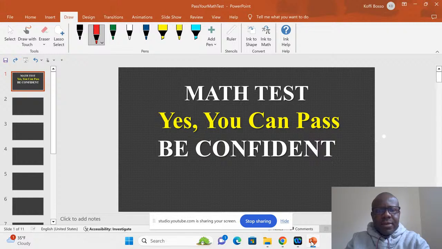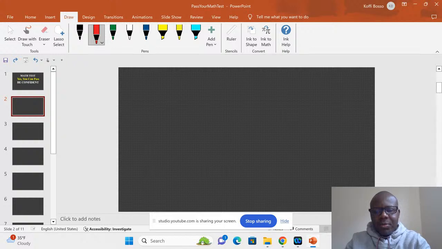Math test. Yes, you can pass. Be confident. Math is that subject many people think is something crazy and difficult, but no. You just have to understand the concept. That's why today I want to go over the basics. First of all, understand that in algebra, or if you want to do well in math, you have to deal with numbers.